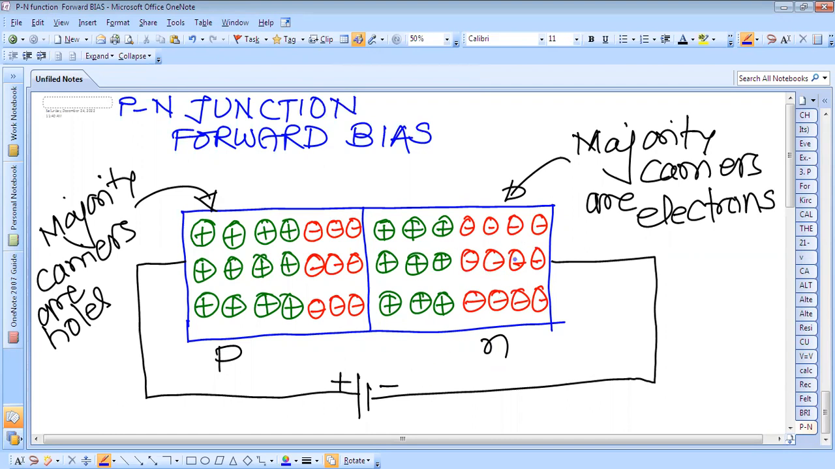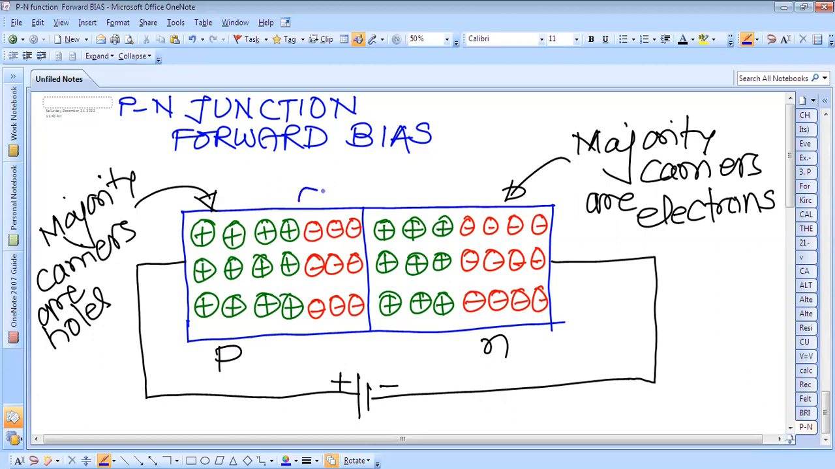So here we can see that this N-type material has majority charge carriers of electrons, whereas on this P side, the majority charge carriers are holes. So these holes do not see the electrons there, and they try to drift to the N side. Similarly, electrons do not see the holes on the P side, and they try to drift to the P side. So in this way, there will be the exchange of holes and electrons along this pair.